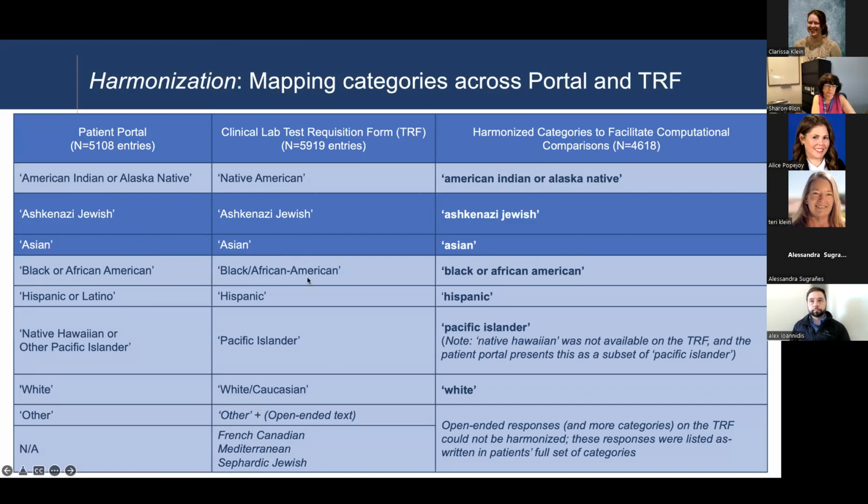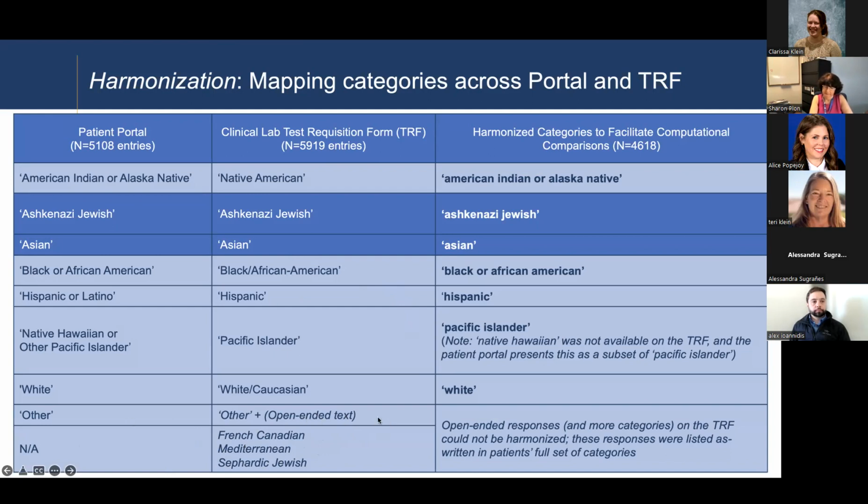So it's the typical issues with using the OMB categories for things that they weren't really intended to be used for. And then there are these more specific founder populations that probably have some particular purpose for being there. But we couldn't map these from the test requisition form, or the TRF, to the patient portal because the patient portal didn't have those categories. And as I mentioned, there's this open-ended text box on the TRF that's not on the patient portal.